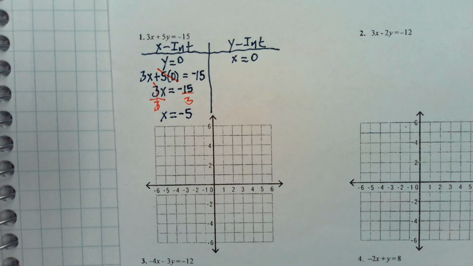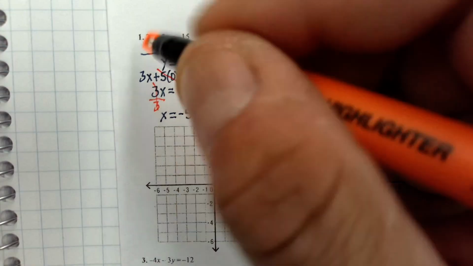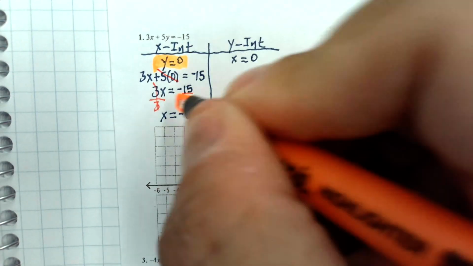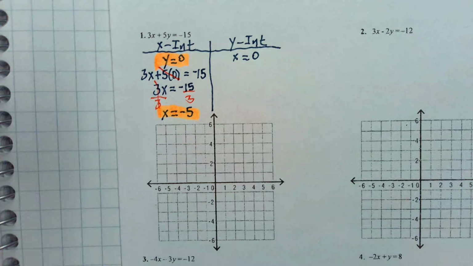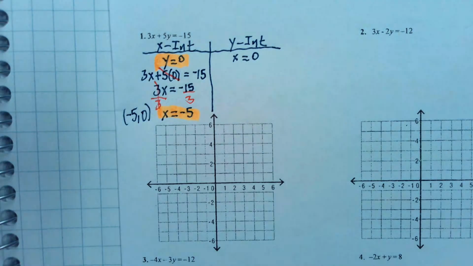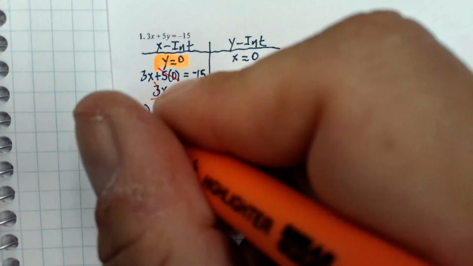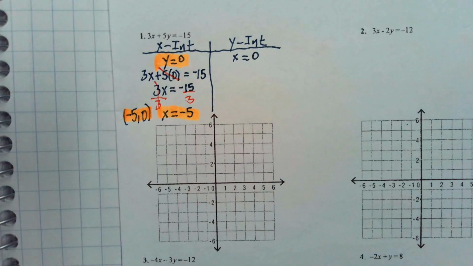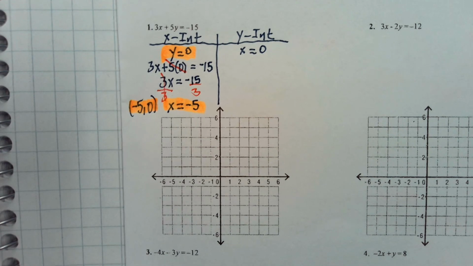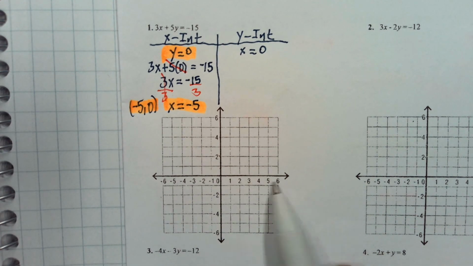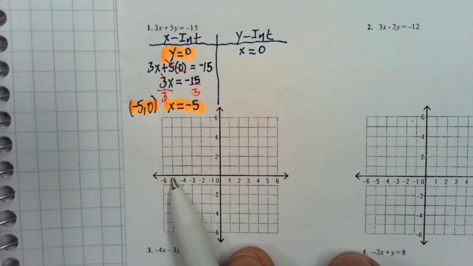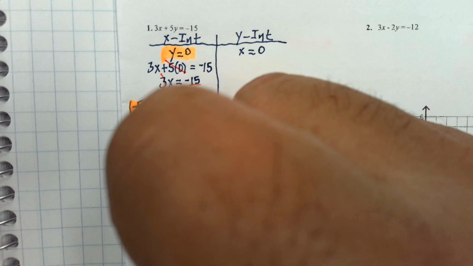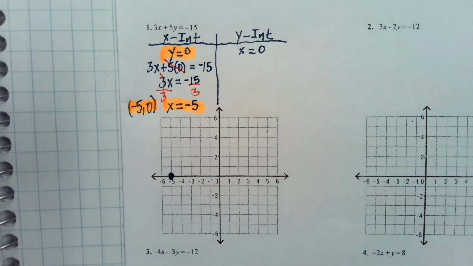Okay. So I use the fact that y is 0 to learn the new fact that x is negative 5. So this is my ordered pair. Negative 5, comma 0. Now I just have to find it on the graph and put a point there. Okay? So it's here on the x-axis at negative 5, right there. So here at negative 5 on the x-axis, that's where the line has to cross. Okay?